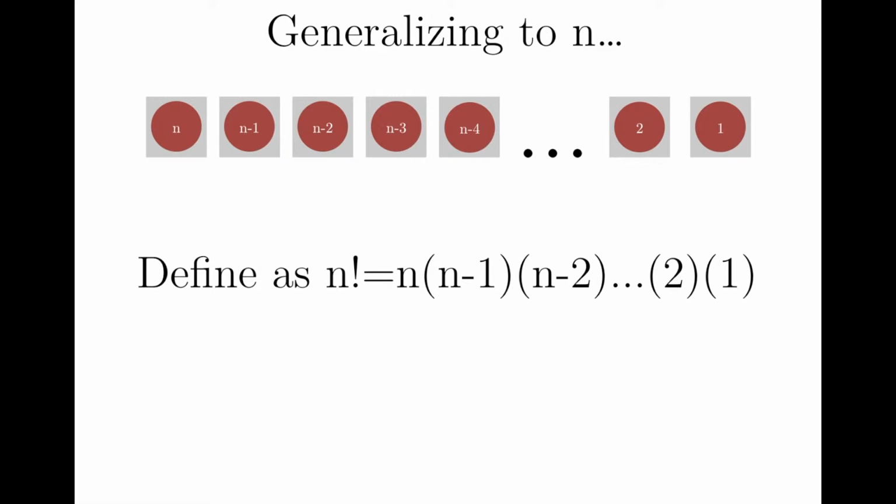This is generalized to n different items, where we first have the option of choosing any of the n items, then we have the option of choosing any of the items that have not yet been chosen, which is represented as n minus 1, all the way down to the case where we just have one item left. Mathematically, this is defined as n factorial, which is n times n minus 1 all the way down to 1.